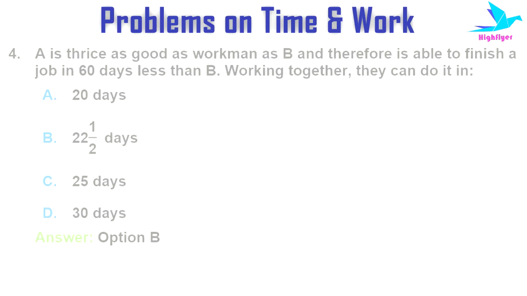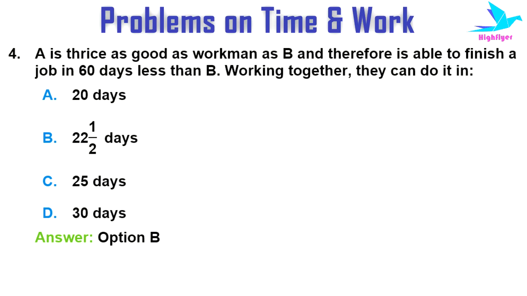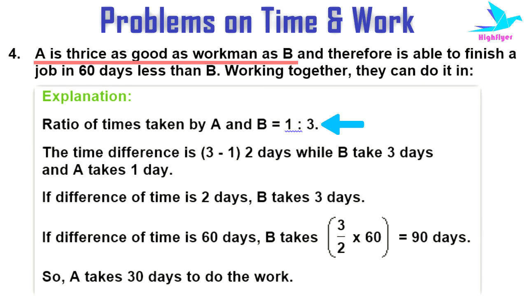Next question. A is thrice as good a workman as B and therefore is able to finish a job in 60 days less than B. Working together, they can do it in, the options are 20 days, 22 and a half days, 25 days or 30 days. The right option is option B, 22 and a half days. Let's see how.